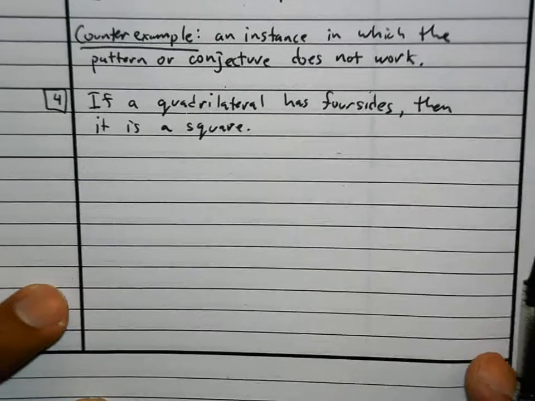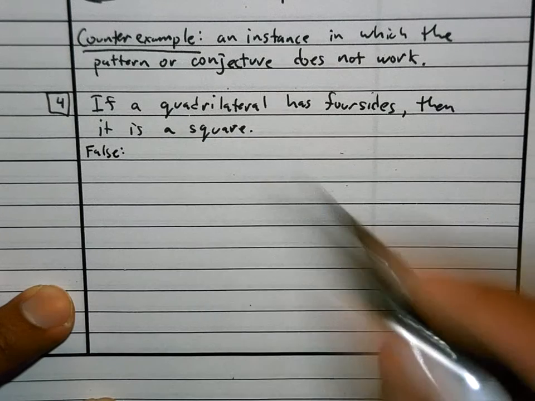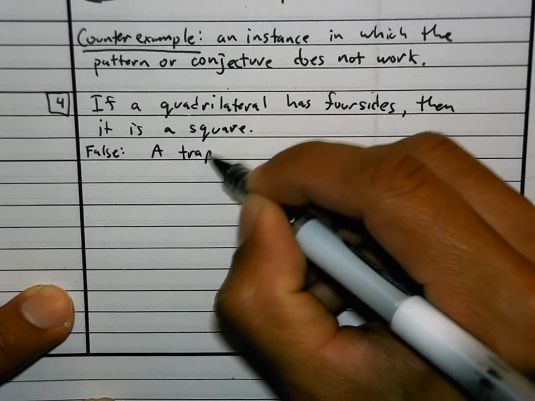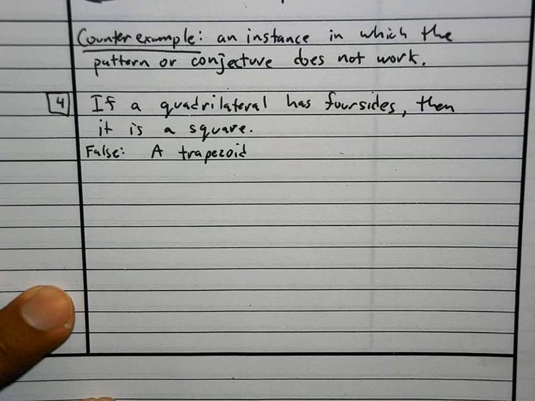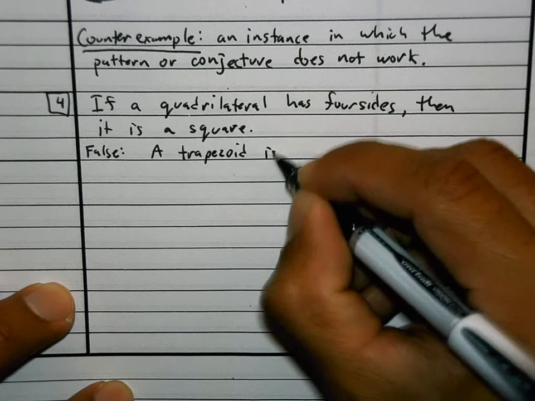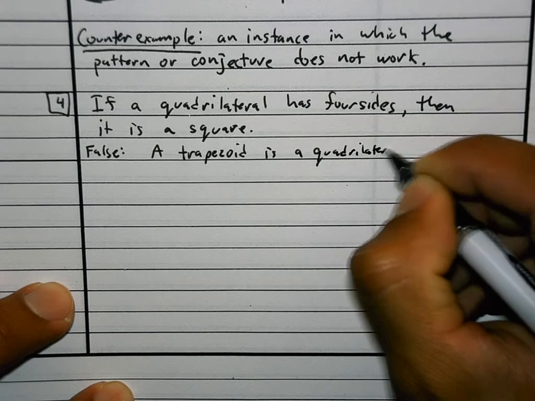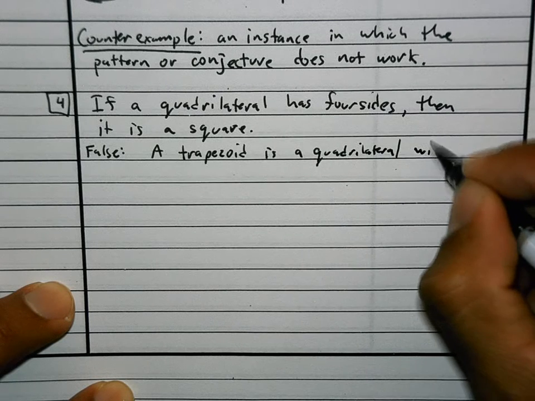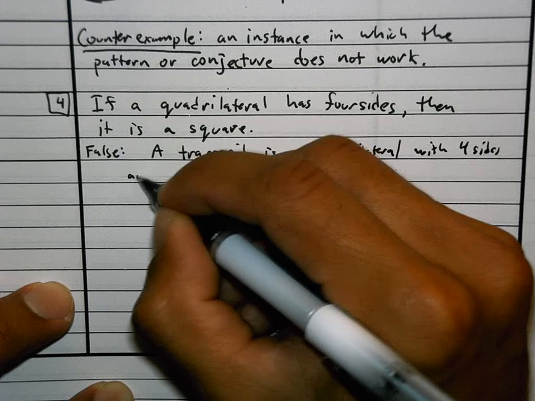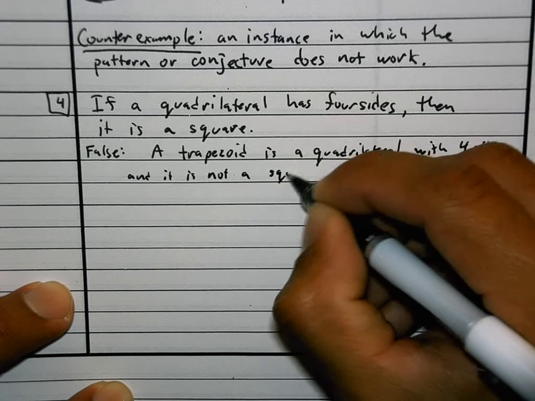Okay? So all I have to say is false. A trapezoid, whatever you want to use. You could say rectangle. You could say a trapezoid is a quadrilateral with 4 sides, and it is not a square.